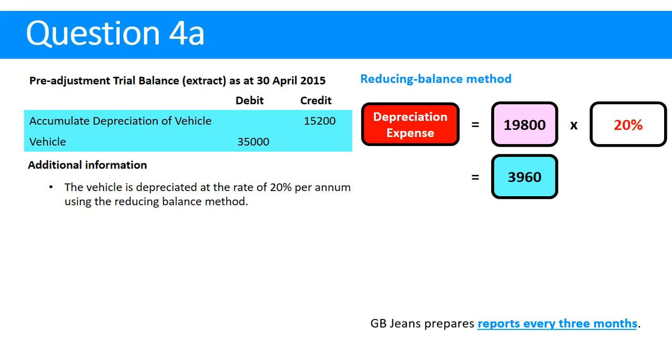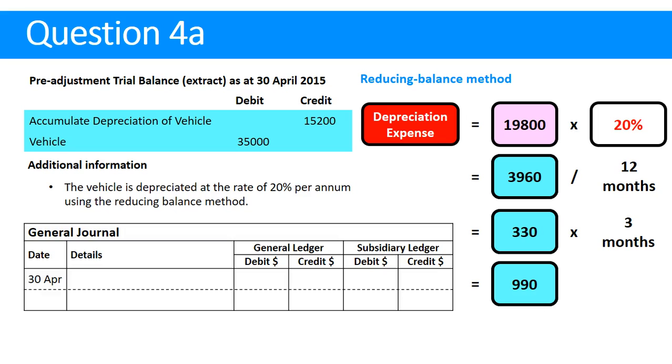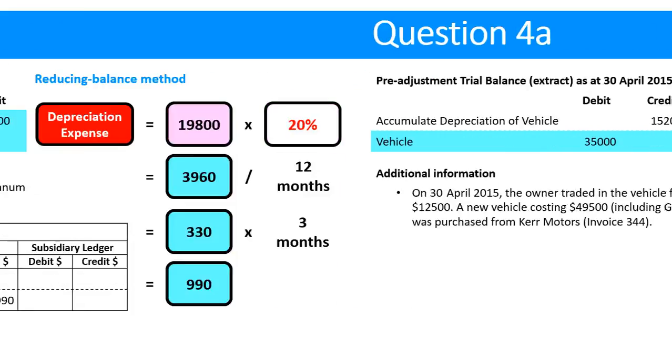The issue there is that that's for a whole year, and we're told that we prepare reports every 3 months. So if we divide that by 12 months, we're actually going to get a figure of $330 every month, times that by 3 months for the 3 months of this period, and we get a depreciation expense of $990. In the general journal, we'll do debit depreciation of vehicle $990 and credit to accumulated depreciation.